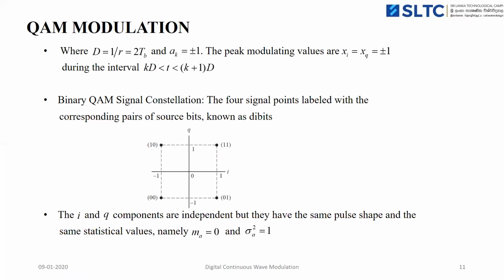So here the duration of the rectangular pulse is D equal to 1 by R, the reciprocal of the input rate, which is equal to 2 times the bit duration. So the rectangular pulse duration is 2 times the bit duration for QAM modulation, because we are giving the input rate for the in-phase and quadrature channels as half of the bit rate. So the duration of the rectangular pulses is 2 times Tb, the bit duration.